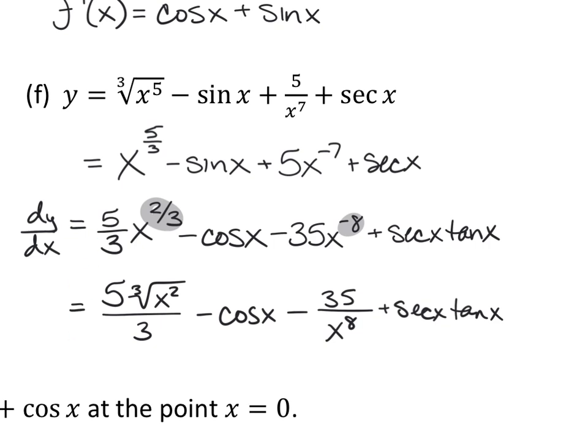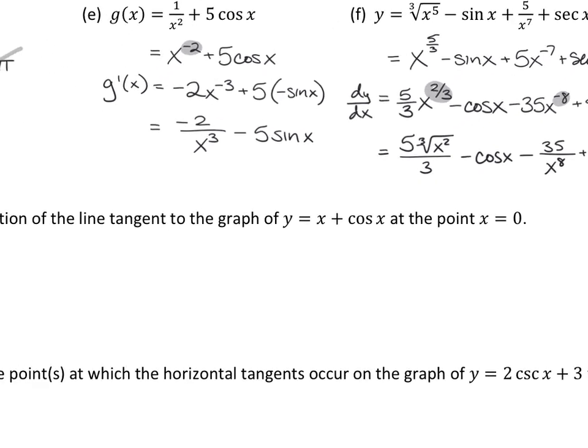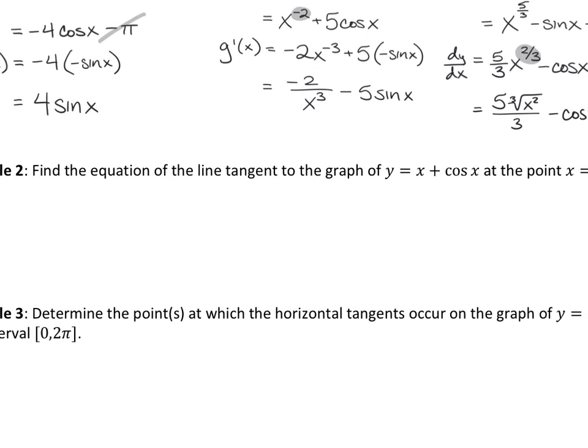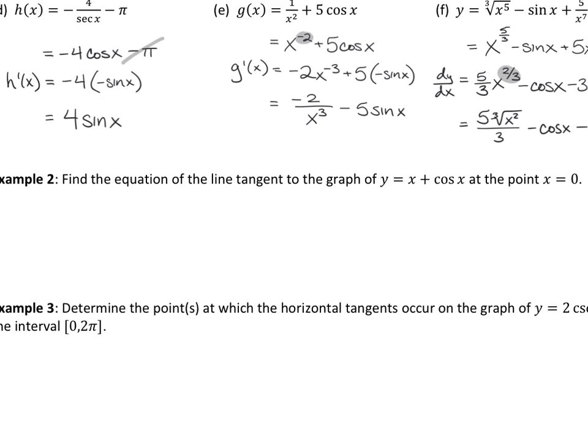Okay, let's apply this to writing equations of lines. In example 2, it says to find the equation of the line tangent to the graph of y equals x plus cosine of x at the point (0, 1). So if we're finding an equation, this is when we're going to want to do point-slope form, which means I need to find a what and a what? A point and a slope.